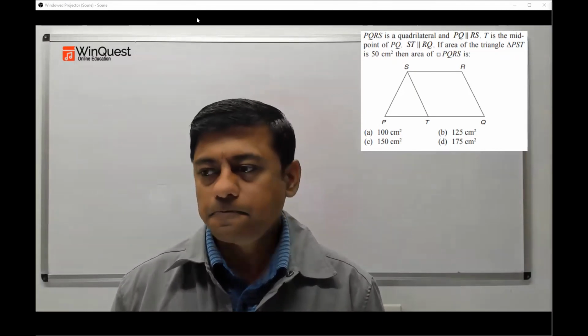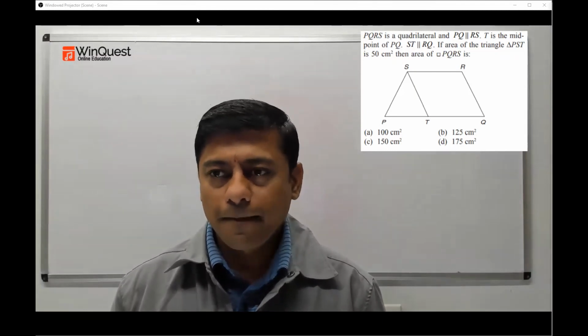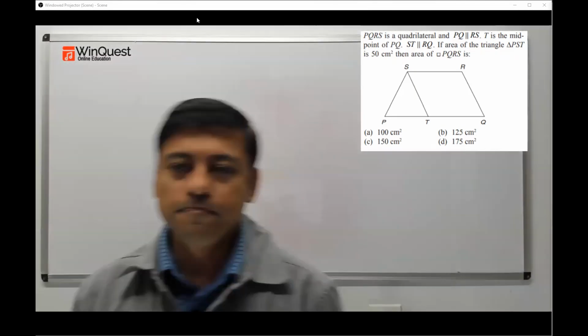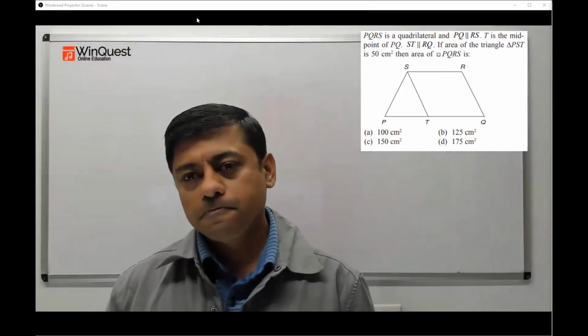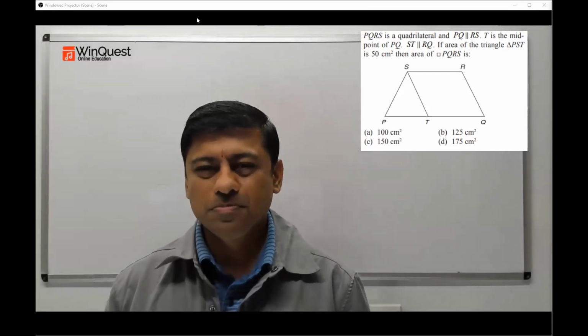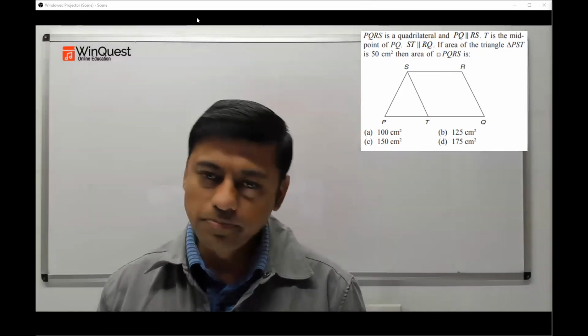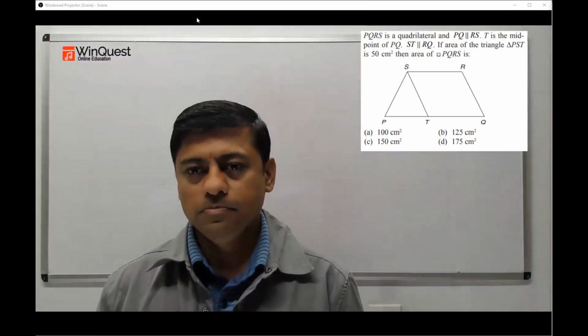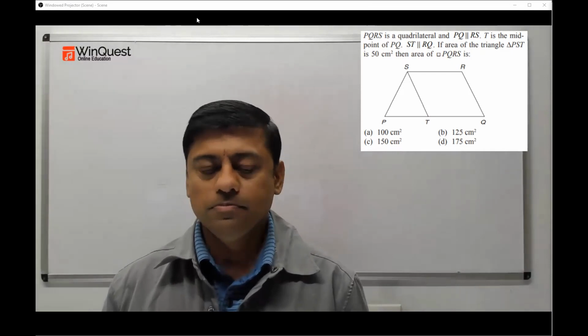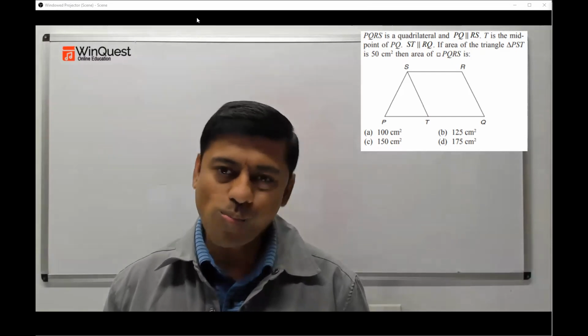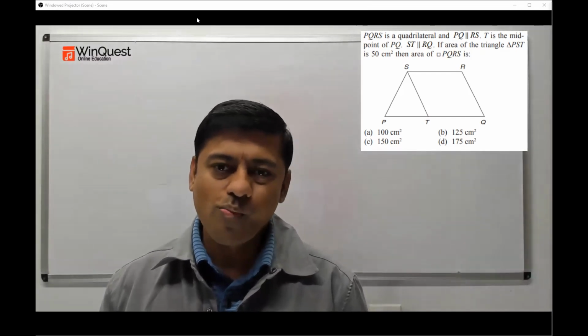Anybody? I think I did this a different way. Yes, sir. Tell me. So the area of PST is 100. So I drew a line from the middle of PT to S to find the height, which would be 10, and then PT would also be 10.